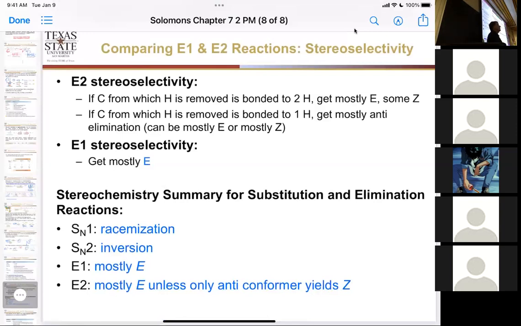So in stereochemistry, SN1 gives racemization. Remember what racemization is? You get both R and S. With SN2, you get inversion only. So you mix up everything, and here you only get one. In E1, you get mostly E. In E2, it's mostly E unless you have that anti-conformation required to yield that Z. Typically, if you only have one hydrogen, you have to look. Questions on that?